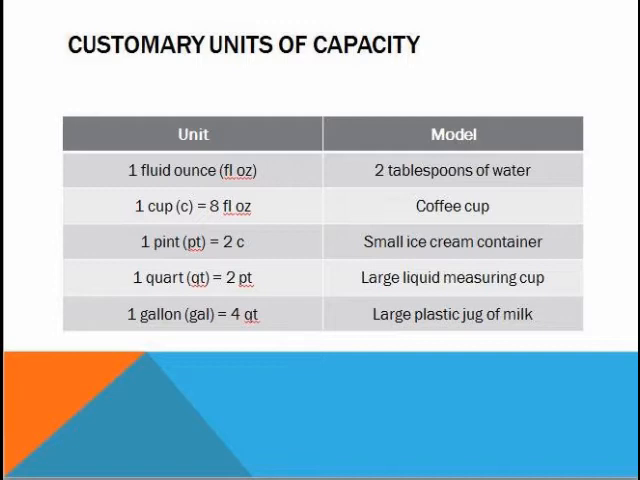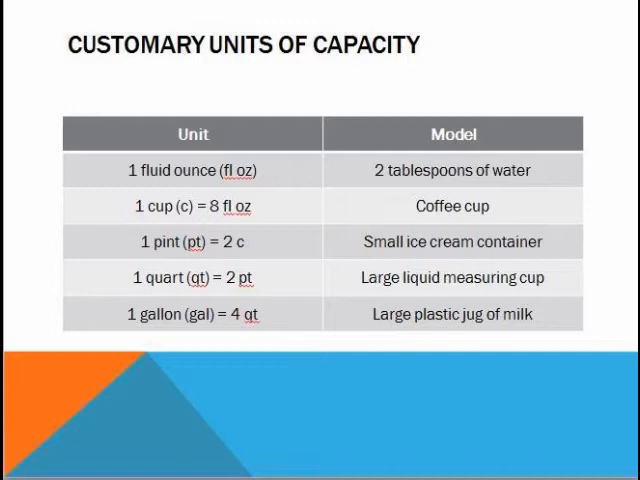1 cup of water, or a cup of whatever, that's a normal coffee cup, is going to be 8 of those fluid ounces. Any normal thing that you would drink out of, a coffee cup, a mug, is usually about 8 fluid ounces. A pint is 2 cups, so it's 16 fluid ounces. A pint is a small ice cream container. And those little milk cartons you have at lunch are half pints, so 2 of those would be a pint.